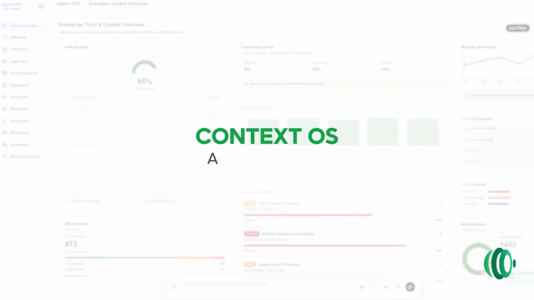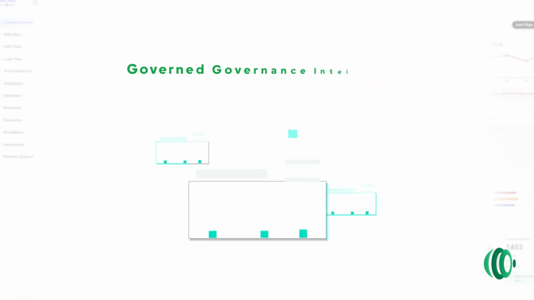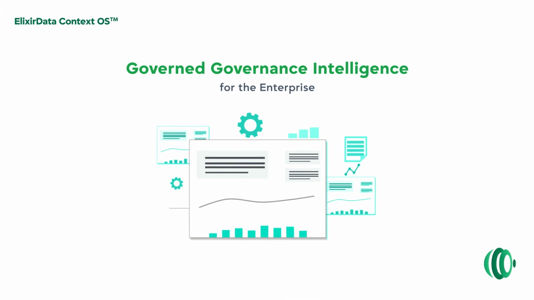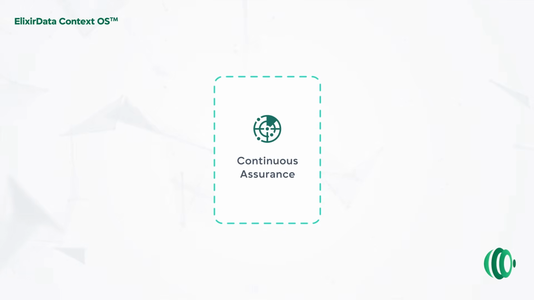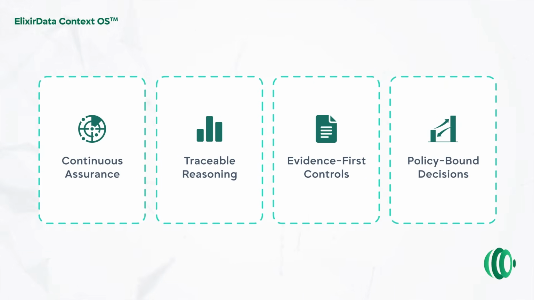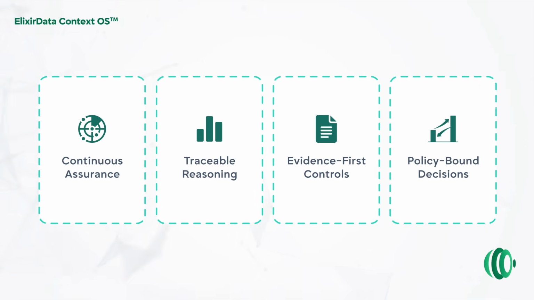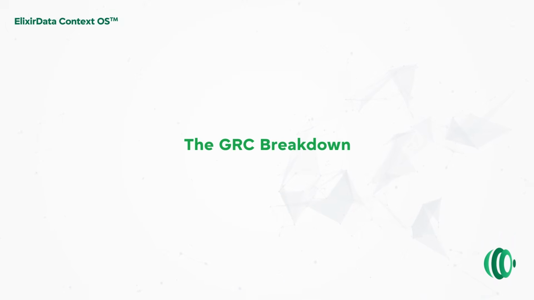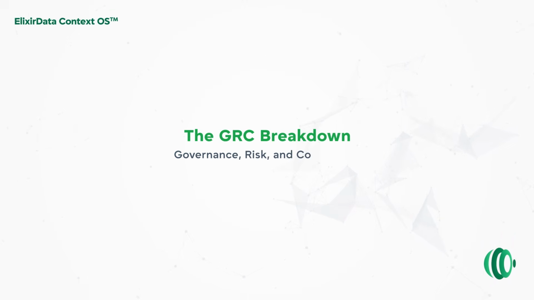Context OS, Agentic GRC. Governed governance intelligence for the enterprise. Continuous assurance with traceable reasoning, evidence-first controls, and policy-bound decisioning.